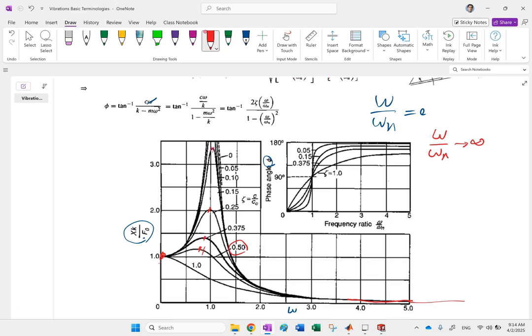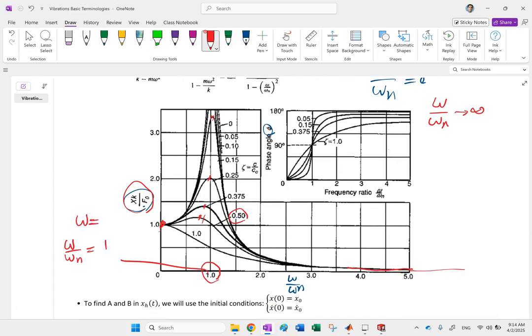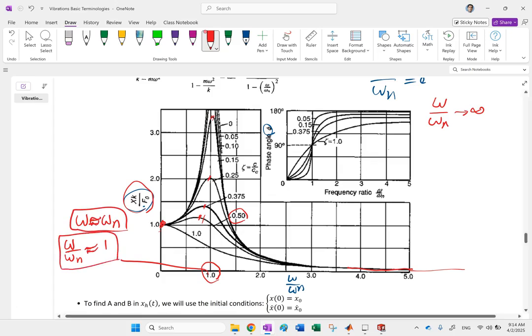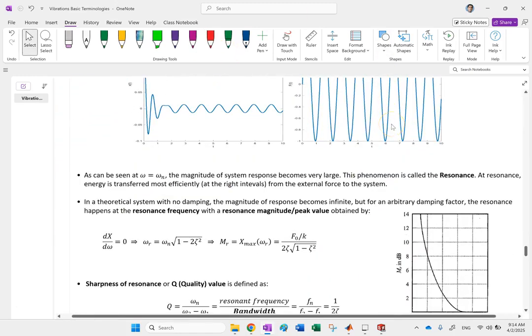is called resonance. Okay, so resonance is when you have the maximum response amplitude, and if you look at it, for most of them it is happening around the ratio of 1. 1 means what? 1 means omega over omega n is 1, or in other words, the outside excitation frequency is the same as your natural frequency. So around the natural frequency of the system, if you excite the system with the same frequency, the amplitude of the system response will be large. And again, this phenomenon in vibrations, we call it resonance.